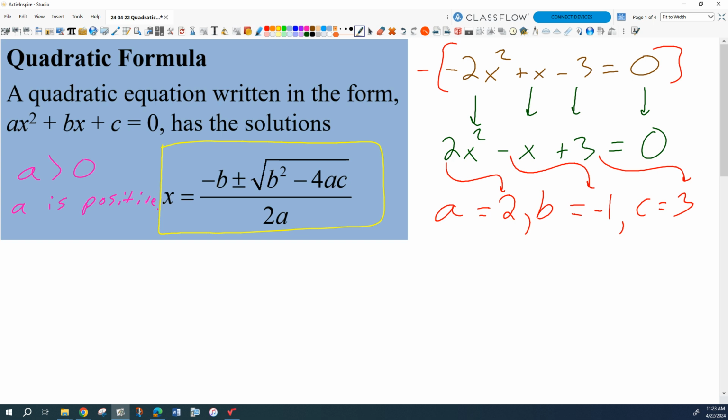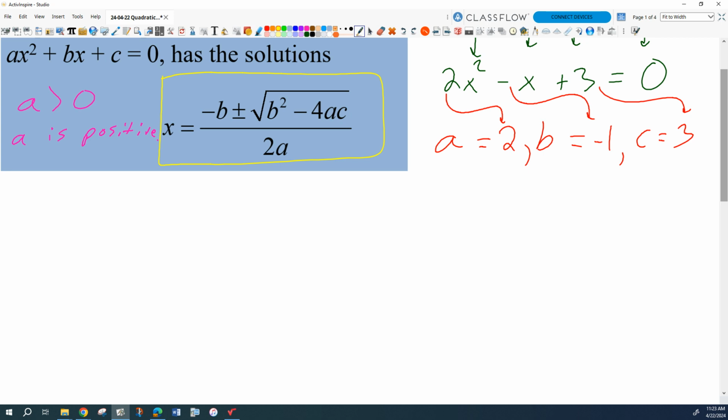This is easy. I don't have to really do hardly any algebra. The algebra is just getting it into this form where A is positive. Then I just get to plug numbers into a formula and simplify. That's it. Okay. So the formula is this. If we get the equation into the right form where it's equal to 0 and A is positive, then x is just equal to this formula.